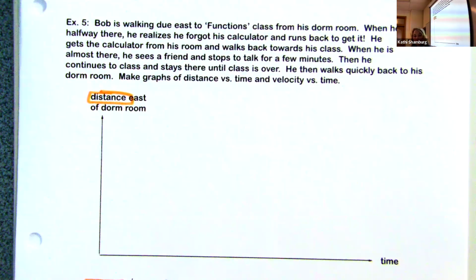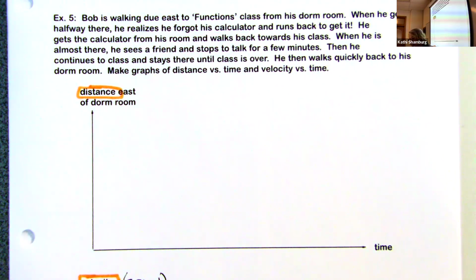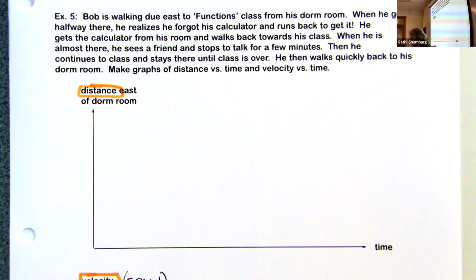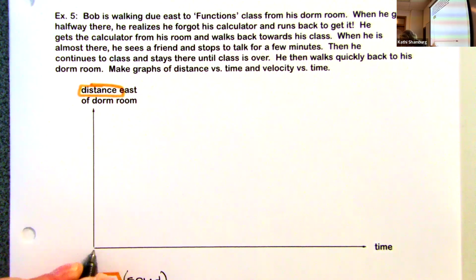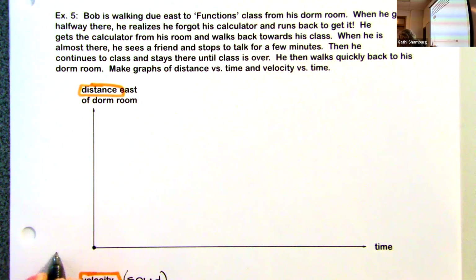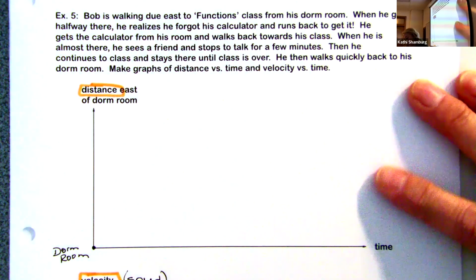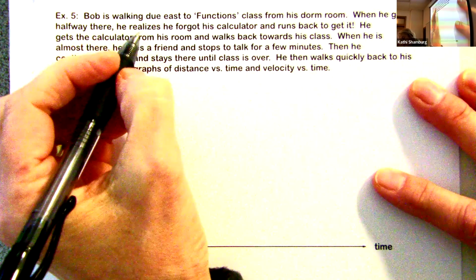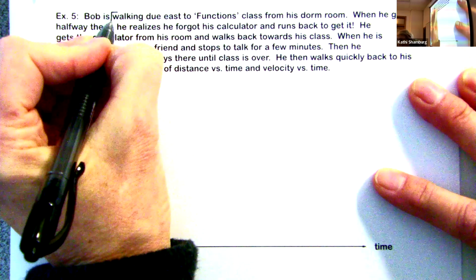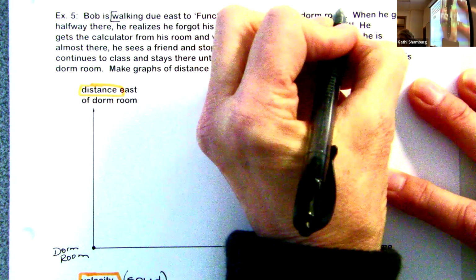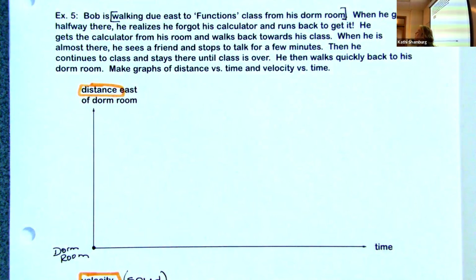Okay, so Bob is walking due east to functions class from his dorm room. Here's where he will start, and this is his dorm room. So here's the first thing we're going to graph. He's walking away from his dorm room, so the distance from his dorm to wherever he's going, is that distance getting larger or smaller?